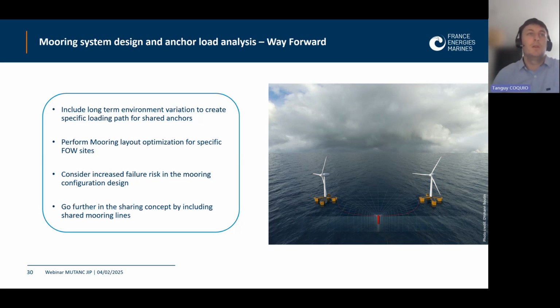For example, in terms of meteo-ocean conditions, that can be very directional or bidirectional or multidirectional. Consider also increased risk of failure in the mooring configuration design. And to go further, it would be interesting to include sharing line concepts in this analysis.